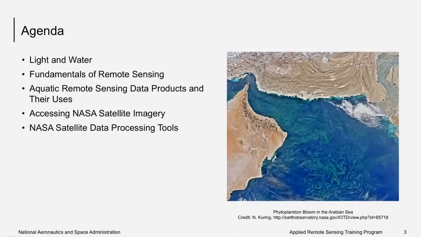In this webinar, we will cover a broad range of information. First will be an overview of light and how it interacts with the water column. Next, we will go over the fundamentals of remote sensing. Third, we will discuss the types of data products we can derive from imagery and how those data products may be used. We will discuss NASA satellite imagery data sources as well as data processing tools. This is a lot of material to cover in one session. There will be helpful links throughout the webinar that you can use to refer to online resources.